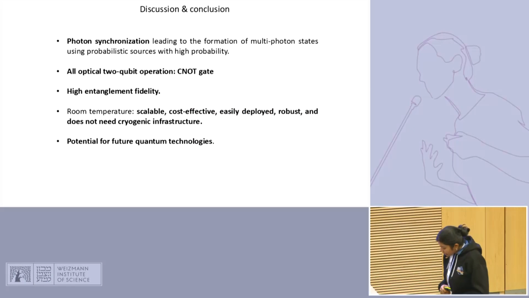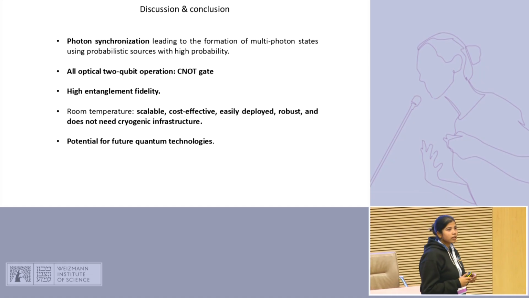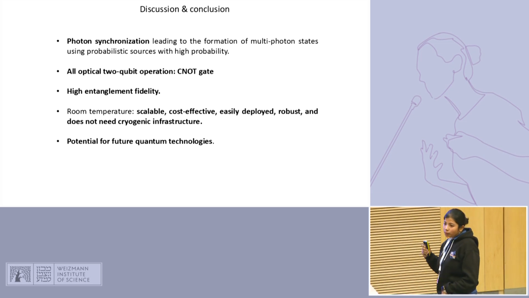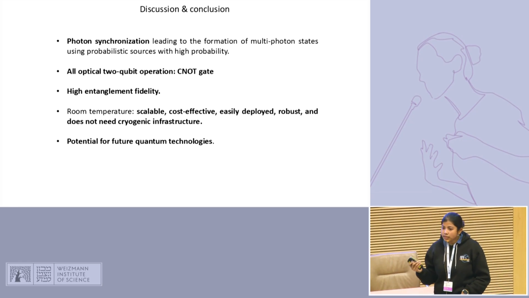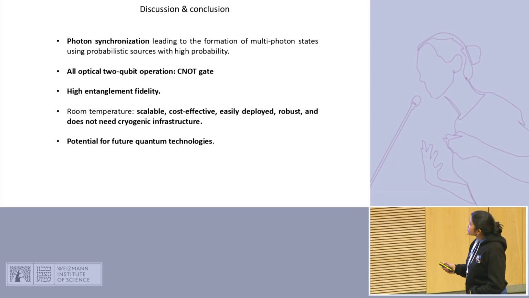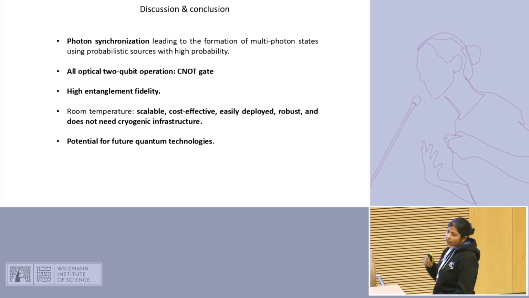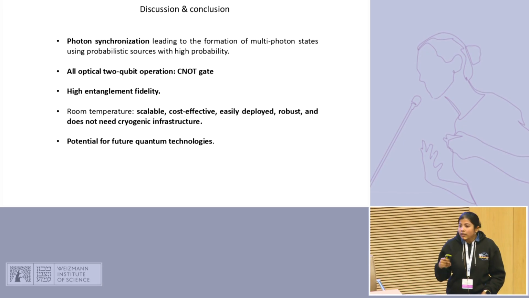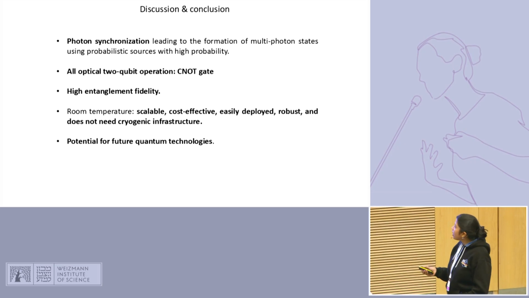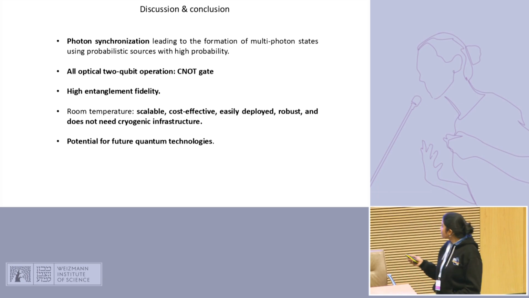So we conclude that we are able to create synchronization between photons, which helps us in creating multi-photon states. We perform an all-optical 2-qubit operation, and we demonstrate a universal CNOT gate with high entanglement fidelity. Since this is a room temperature system, it is easily scalable, cost-effective, and can be deployed easily. It is robust and does not need any cryogenic cooling or complex infrastructure like superconducting or other systems. So our system has great potential for future quantum technologies.